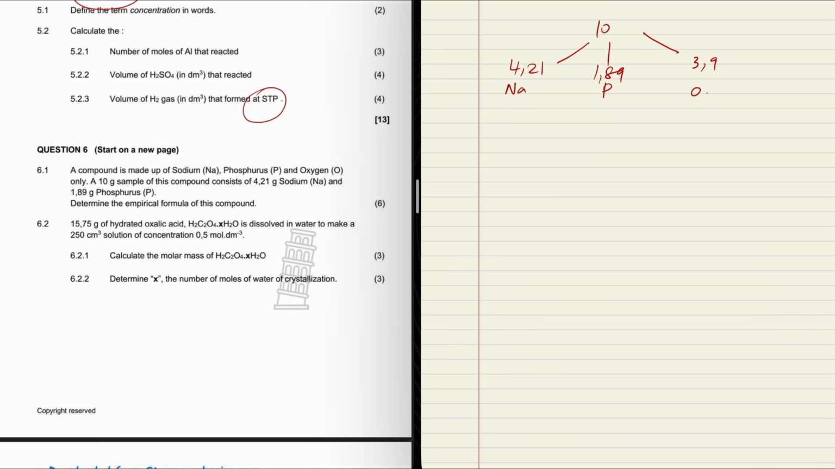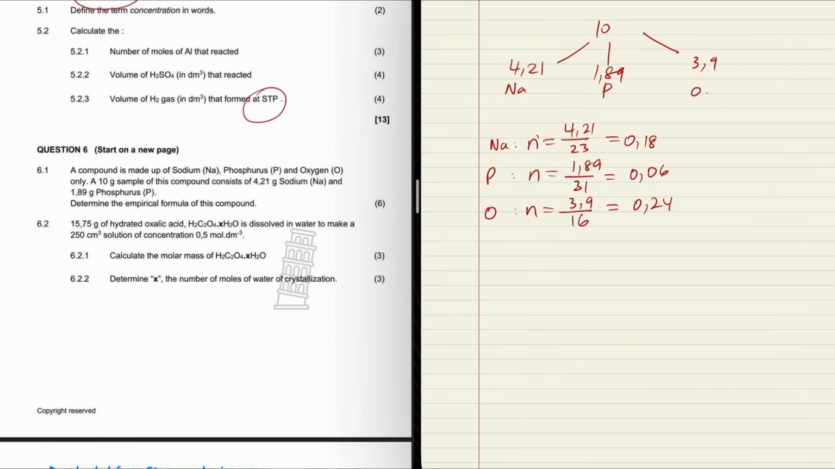So I will say that the number of moles for Na is going to be mass divided by molar mass. So 4,21 divided by 23, which is 0,18. Then for the phosphorus, the number of moles is going to equal 1,89 divided by 31, which is equal to 0,06. Then oxygen, the number of moles is 3,9 divided by 16, which is equal to 0,24.